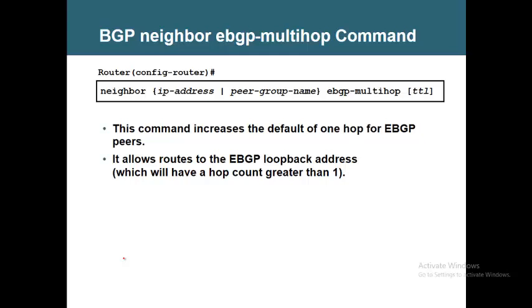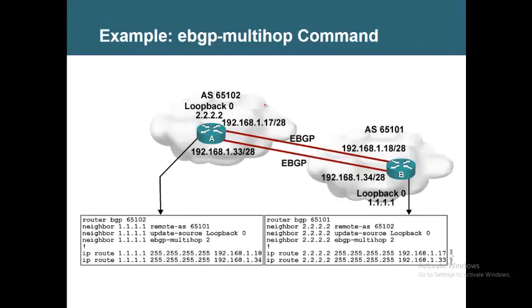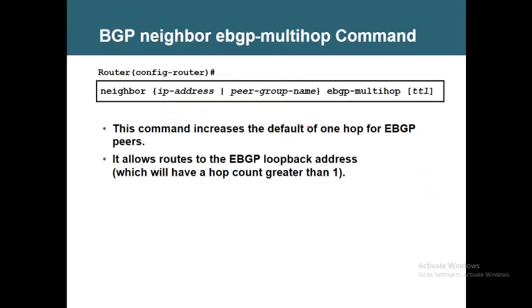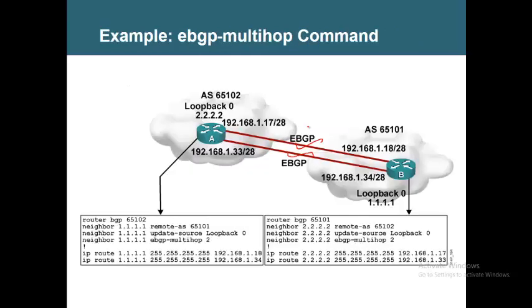Now, what if I have redundant paths between EBGP neighbors like this? When you have a redundant EBGP connection, the ISP has given you two cables, but how many peerings are you going to do? Only one.